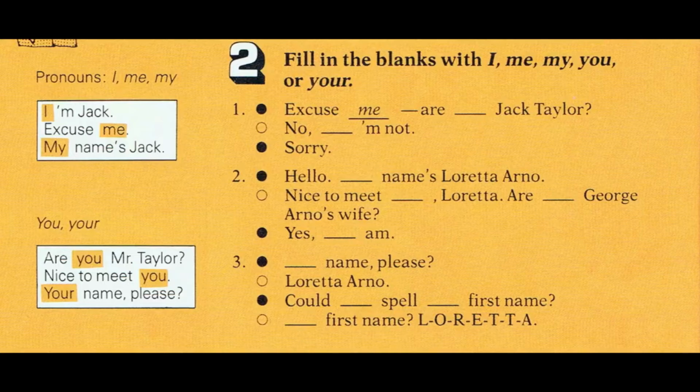Then we have in another box, are you Mr. Taylor? Here we have the subject pronoun. You is a pronoun which is used instead of names. Nice to meet you. This you is an object pronoun. Yeah, it is nice to meet you. For example, I am meeting you. I am the subject. I do the action. I do the activity of meeting, and you are the receiver of the action. Object, not a subject. Your name, please. Yeah, here is possessive adjective. Your name means the name is yours. It belongs to you. You have it. You possess it. So let's think about this exercise for a few minutes, and then we check them together.